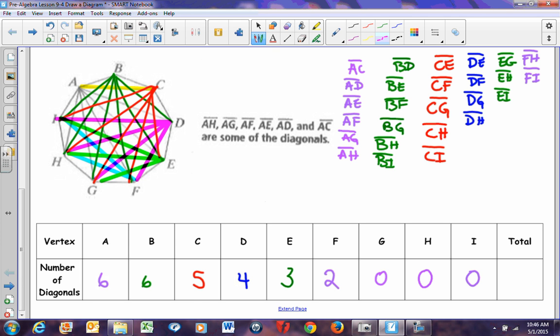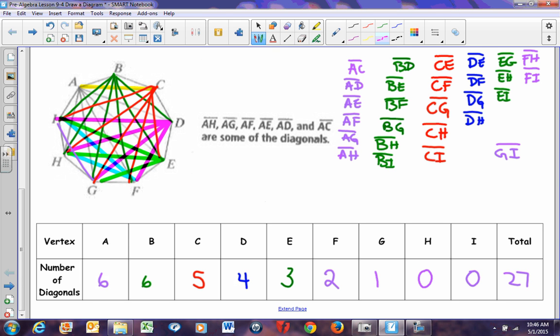Wait, from G. Oh, I did miss one. I missed the one from G. There is one from G I can draw. Silly me. G can have one, it can go G to I. It's the only one it can have. Poor little G only gets one diagonal. G to I. So now if I add these up, I get 27. I just know that from the geometry class. So there are 27 diagonals.